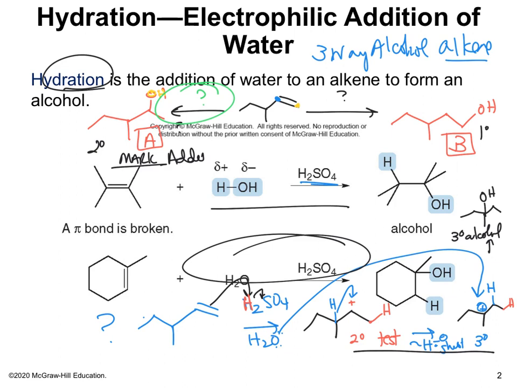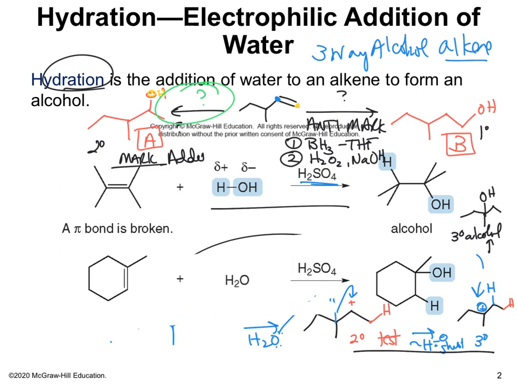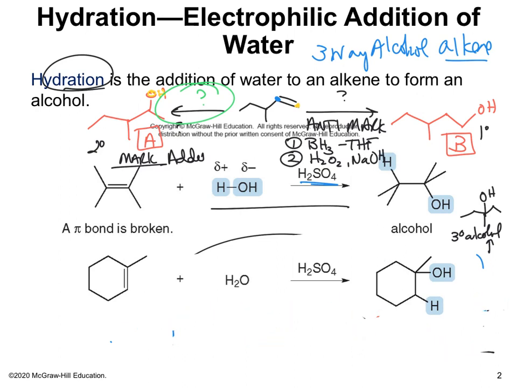This one here is the anti-Markovnikov, and we did go over that. And if you remember, you do the BH3. Sometimes you might see that with THF, and then you use hydrogen peroxide and sodium hydroxide. And so, do you remember? So for B, let's erase this so we have some space to work here. So to do B, what's that mechanism? And you should know that from the previous lecture.